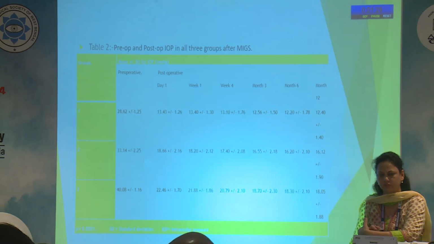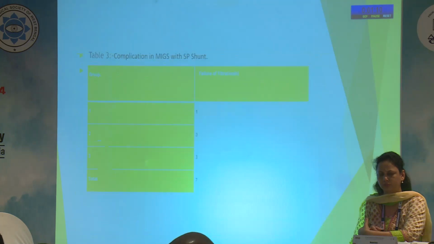In the second group, the mean IOP preoperatively was 33.14 plus minus 2.25 millimeters of mercury, and after 1 year, it was 16.12 millimeters of mercury. And in the third group, the mean preoperative IOP was 40.08 millimeters of mercury, and after 1 year, it was around 18.05 millimeters of mercury.